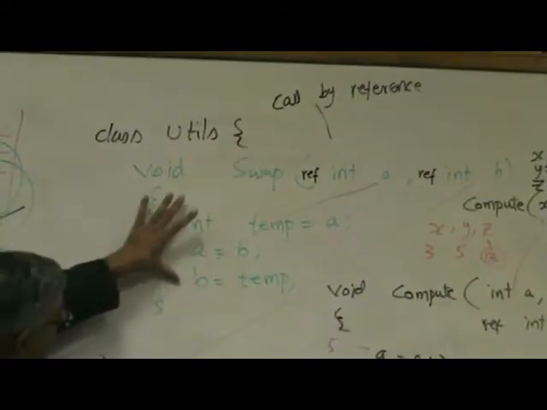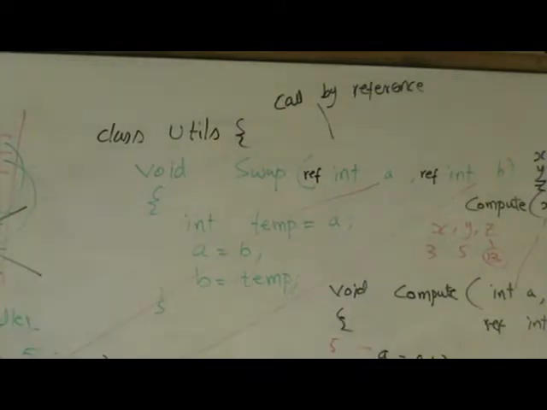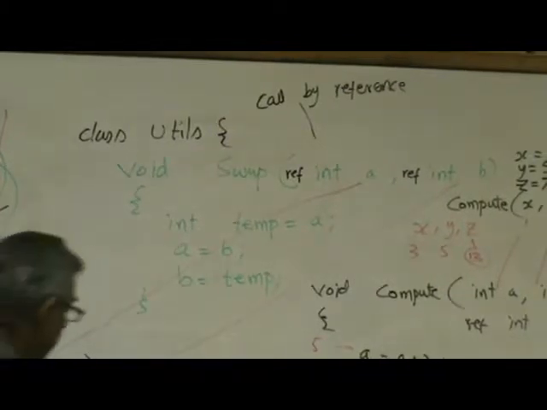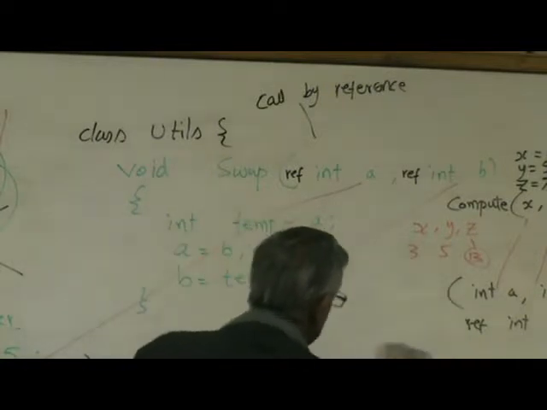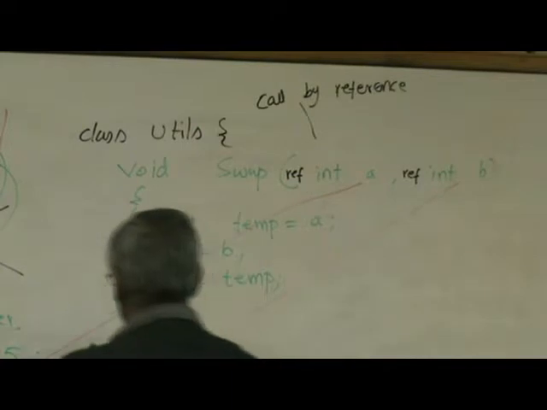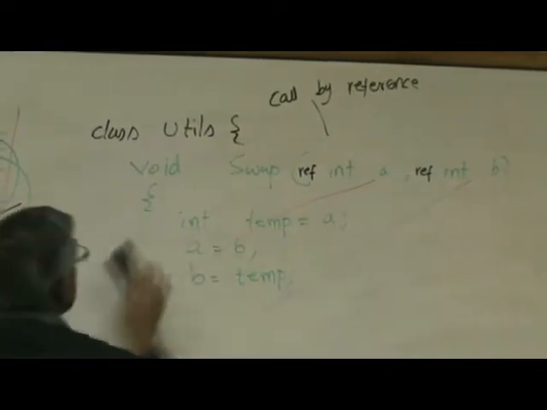What is this doing? This is exchanging two integers, right? What if, as you were developing your application, you not only needed to exchange integers, you also needed to exchange doubles? If you also needed to exchange doubles, what will you do? One possibility is you'll just copy and paste this code, right?